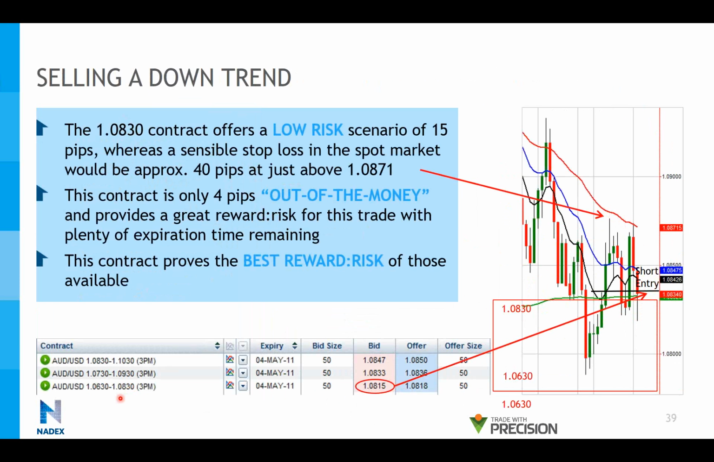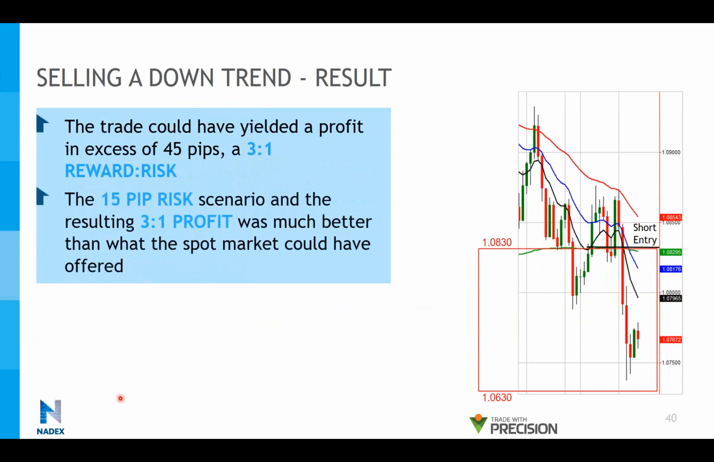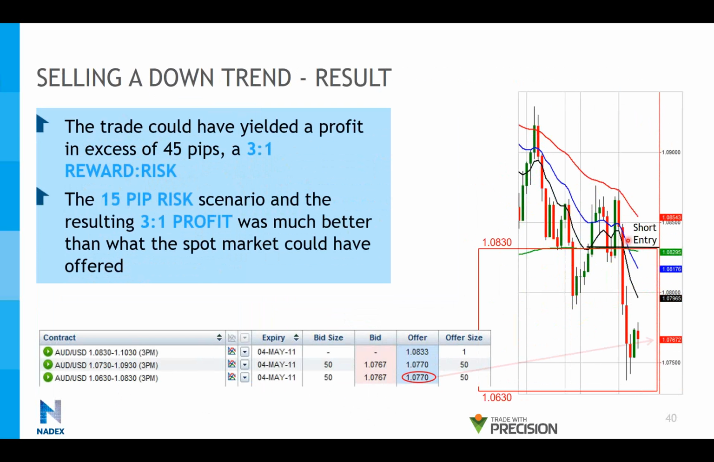One takeaway from today: if you want to buy, try to buy close to the floor. If you want to sell, try to sell close to the ceiling, and balance with your time. The result that we have here is price fell apart, price broke to the downside, and the trade could have yielded a potential profit of 3-to-1 reward to risk ratio.